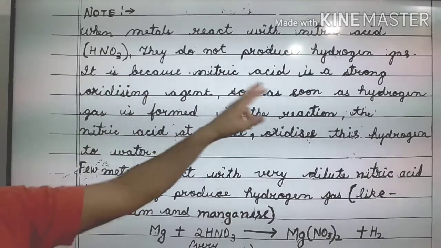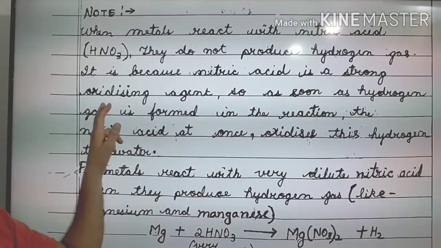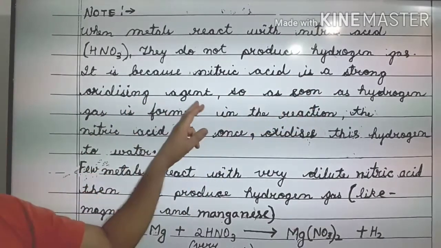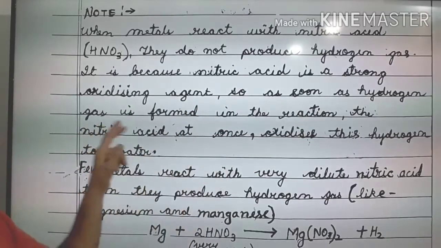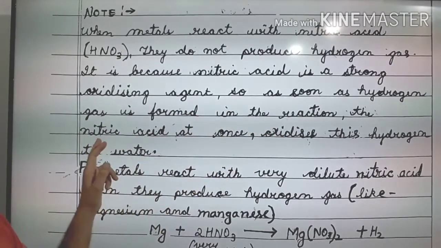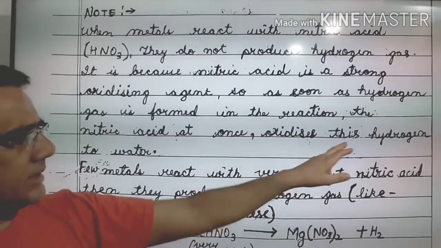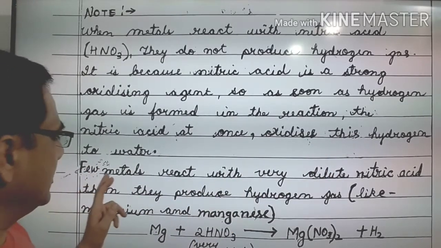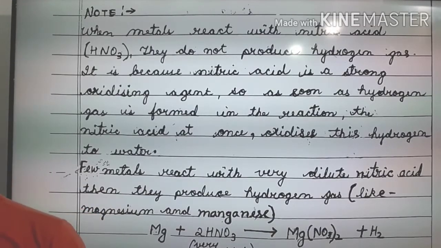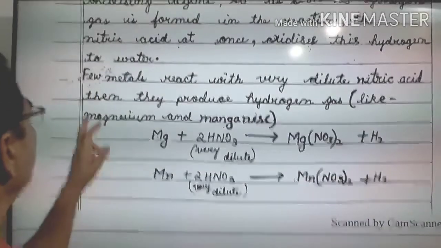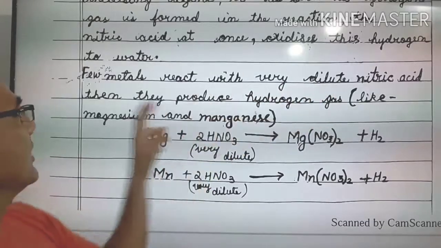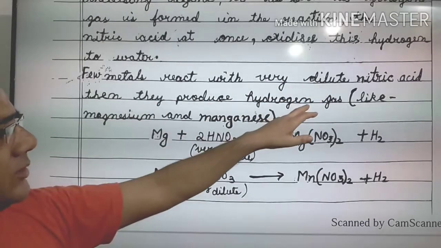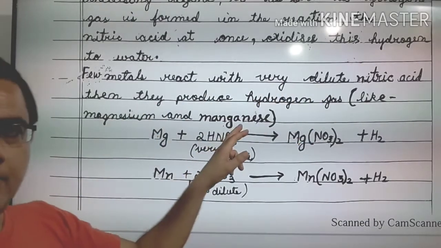It is because nitric acid is a strong oxidizing agent. So as soon as hydrogen gas is formed in the reaction, the nitric acid at once oxidizes this hydrogen to water. Now the next topic which I have told you just now: a few metals react with very dilute nitric acid, then they produce hydrogen gas, like magnesium and manganese.